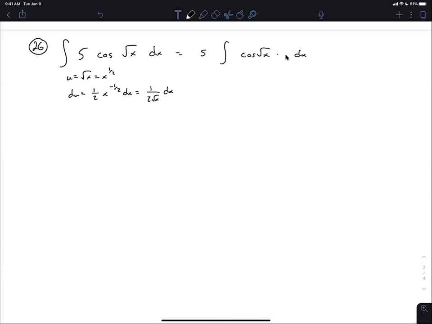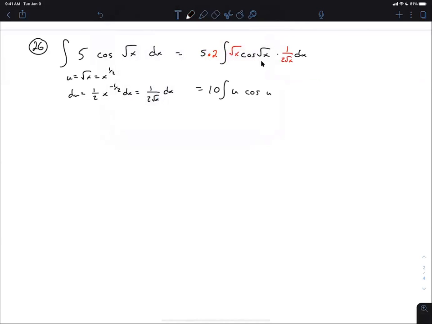I need 1 over 2 square root of x right here. So I'm going to put that in. But in order to do that, I also have to multiply by the reciprocal. So I need a 2 because this is really 1/2. I'm going to pull the 2 out. So we have 5 times 2 out here. And then I need a square root of x, and I can't pull that out, so I put square root of x inside. And so the reason that's going to work is because this now happens to be u cosine of u du.